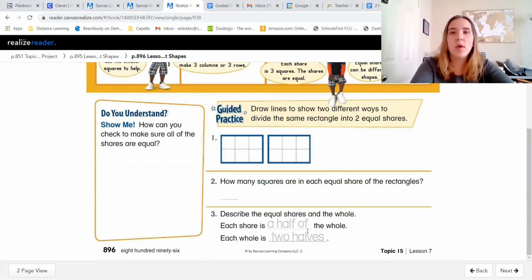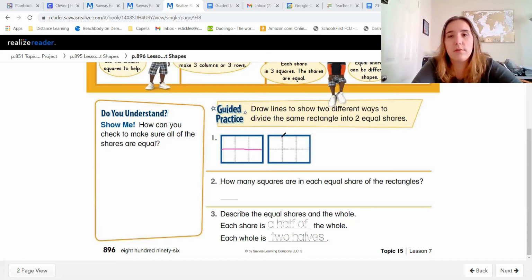We're gonna do these guided practice problems together. So this is draw lines to show 2 different ways to divide the same rectangle into 2 equal shares. So whatever cuts that we make, it has to split these rectangles into 2 pieces that have the same number of little squares inside. So I know one way would be to just go down the middle and make 2 rows. So I'd have 1, 2, 3, 1, 2, 3. But now I can't go like this, right? That wouldn't work. That's not going to give me the same number of squares.